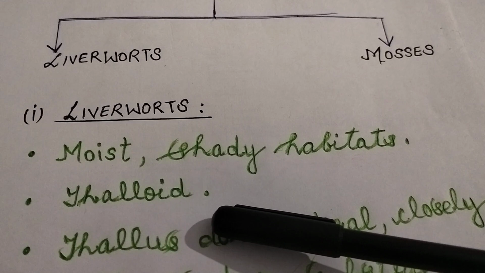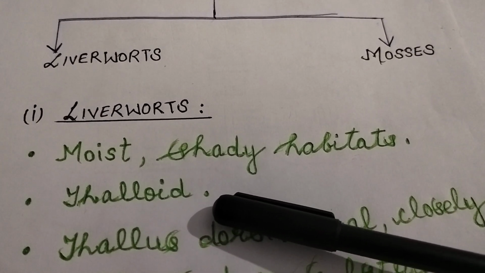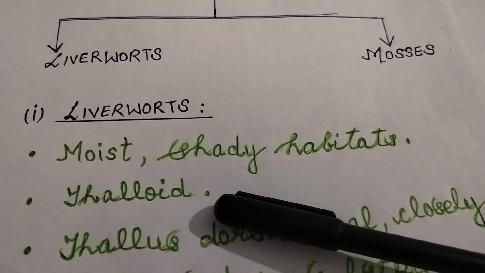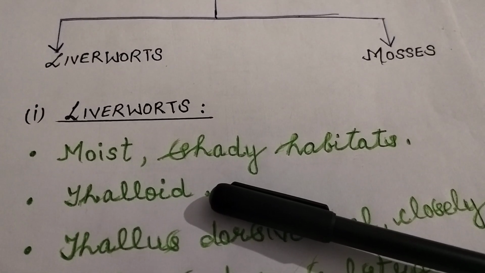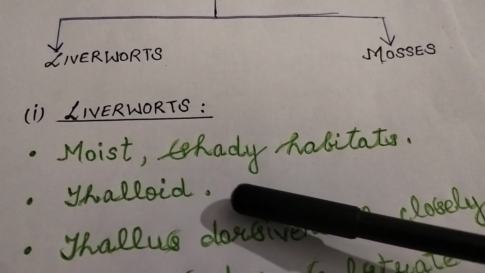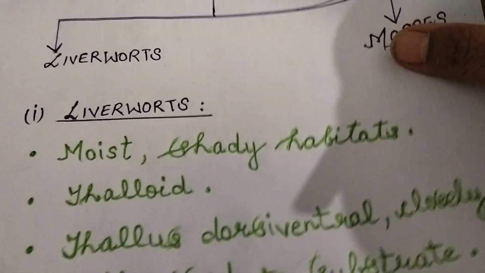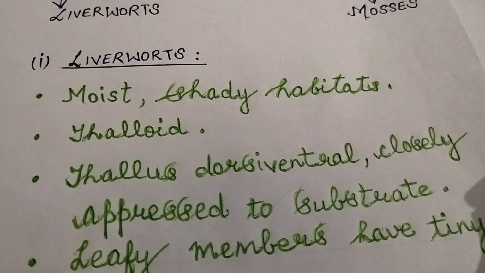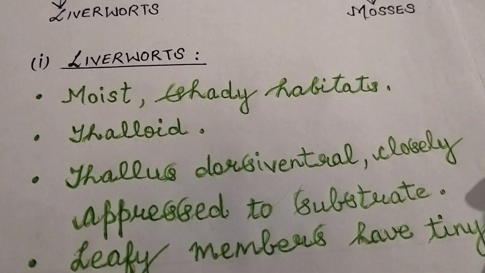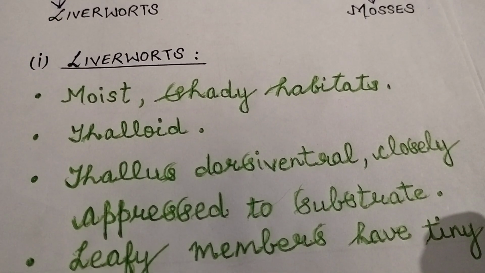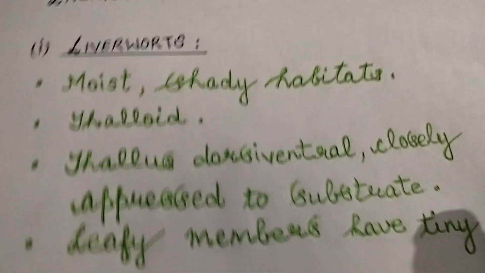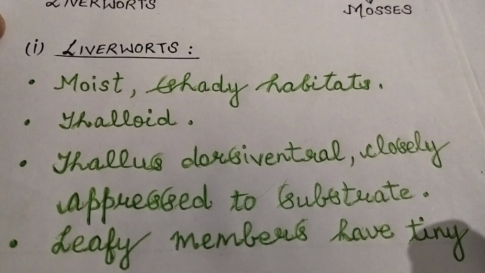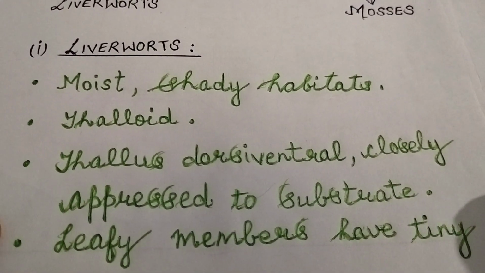The plant body of liverworts is thalloid. We have discussed it earlier in algae and also in the general characteristics of bryophytes. Plant body is thalloid means the plant body is not differentiated into root, stem or leaves. Now this thallus of liverwort is dorsiventrally flattened. Dorsiventral means it's flattened in nature. So the thallus of liverworts is dorsiventral, closely appressed to the substrate.